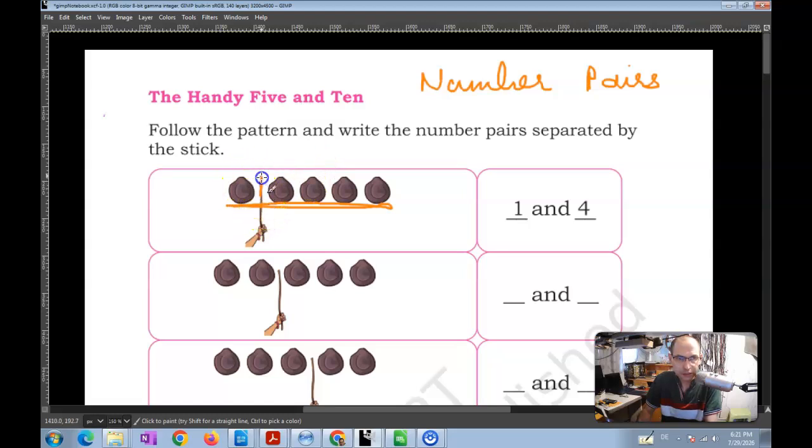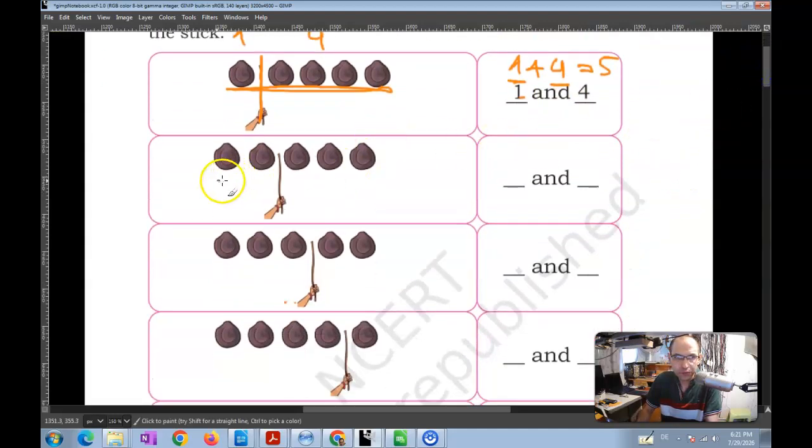And then there is this separator over here, so that's a 1 and that's a 4, so that's 1 and 4, or essentially 1 plus 4 is equal to 5, right? So one of the possible number pairs for 5 would be 1 and 4, right? Another possible pair would be a 2 and a 3. So a 2 and a 3 would be another number pair for 5.